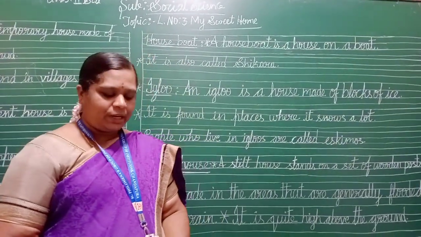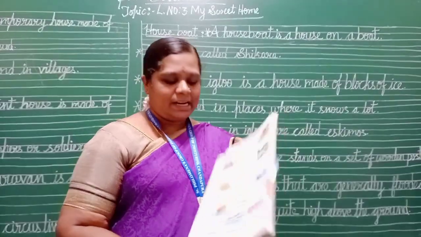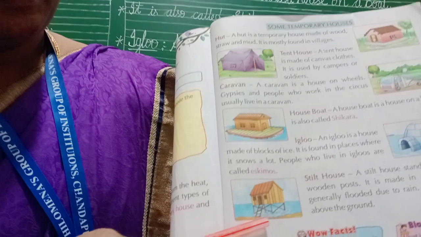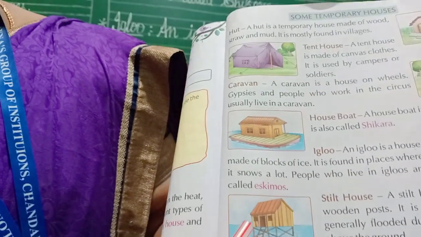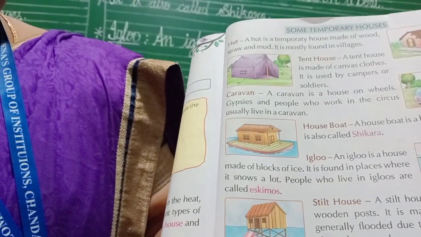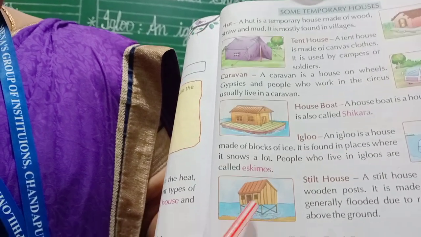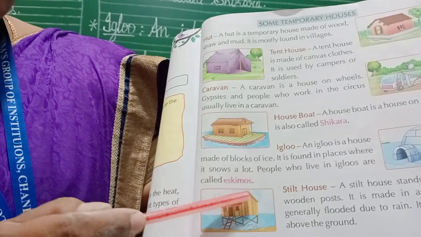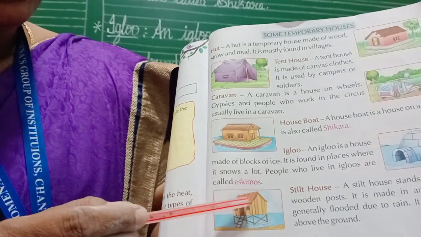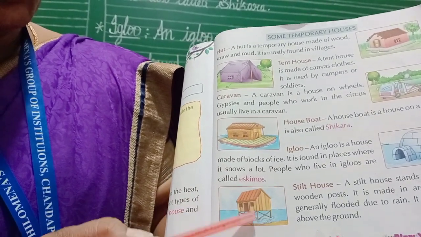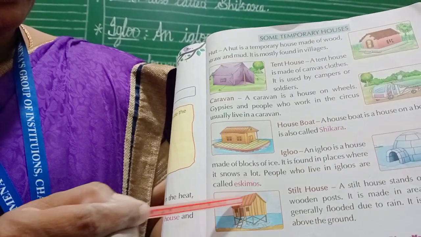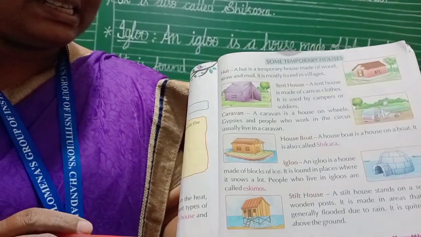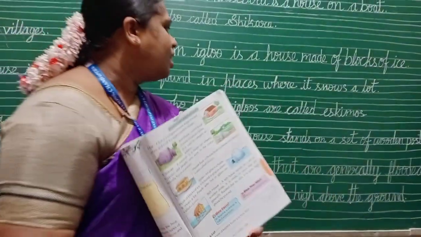Have you seen wooden posts, children? See, I'll show you the stilt house. Can you see here? Down below you can see the wooden posts. Upon this we build a house, and this house is called a stilt house. So there is a house upon these wooden posts. This house is known as a stilt house.